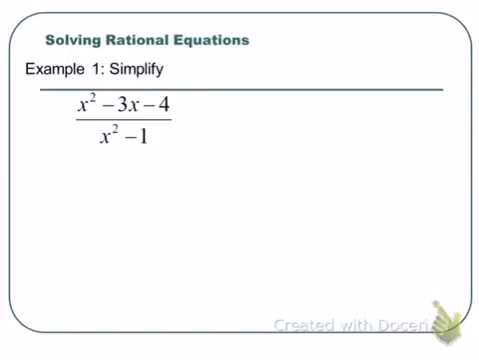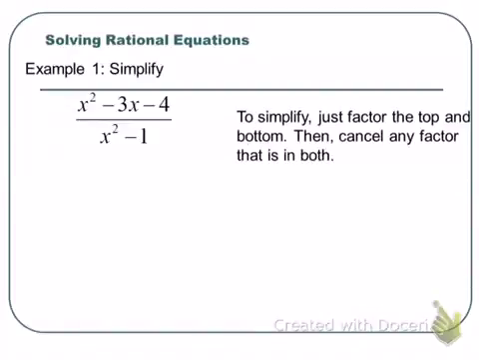What is the factorization of x squared minus 3x minus 4? x plus 1, x minus 4. x plus 1 times x minus 4 is correct, right? Now what is the factorization of x squared minus 1? x minus 1, x minus 1. x plus 1, x minus 1, right?